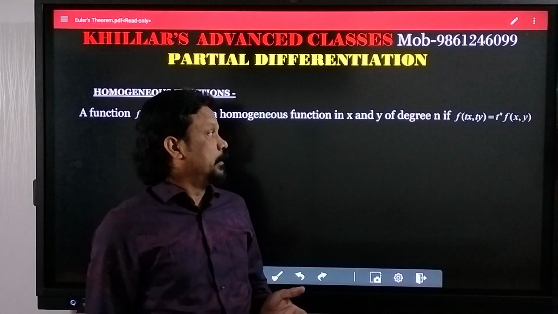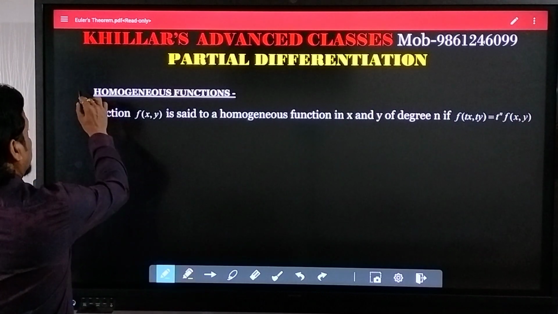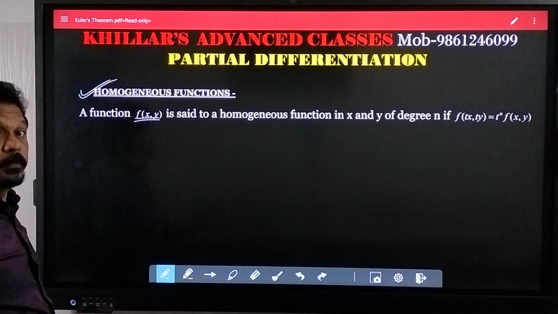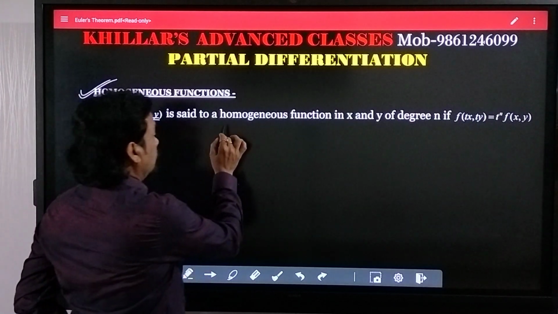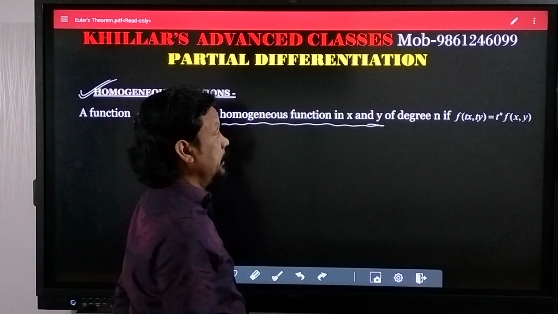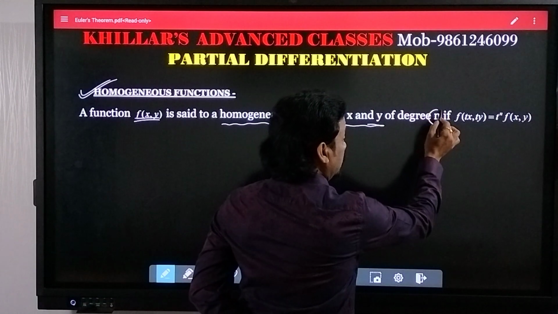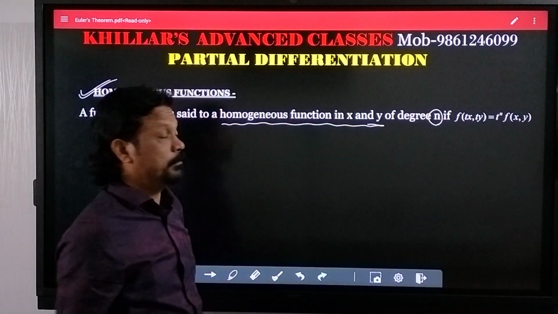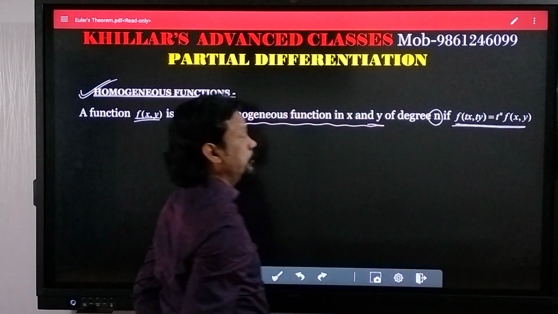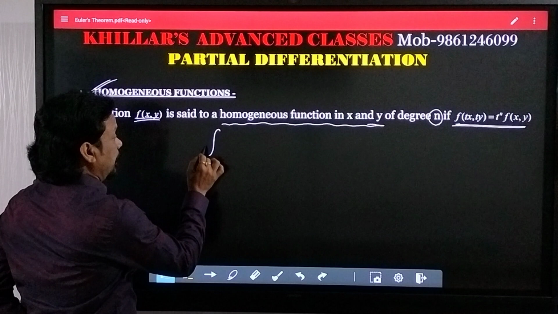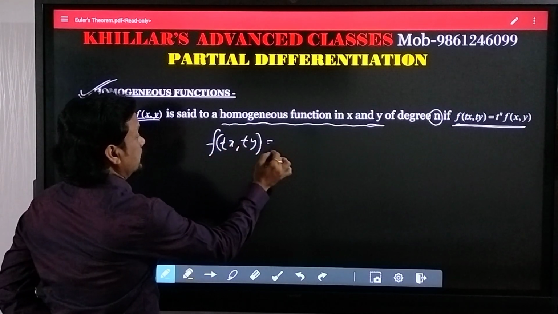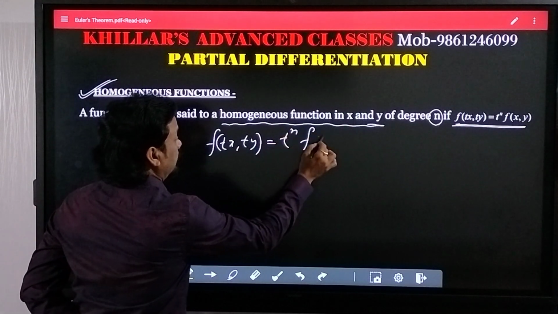Okay, let us start. What is the meaning of homogeneous function? f of x, y is a function of two variables x and y, and it is said to be a homogeneous function in x and y, not x, y, z, in x and y, of degree n, if f of tx, ty is equal to t to the power n into f of x, y.